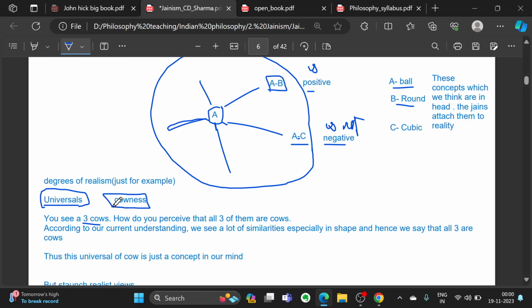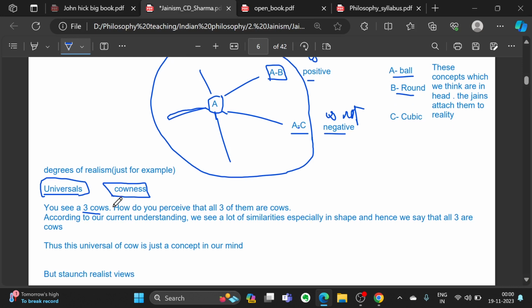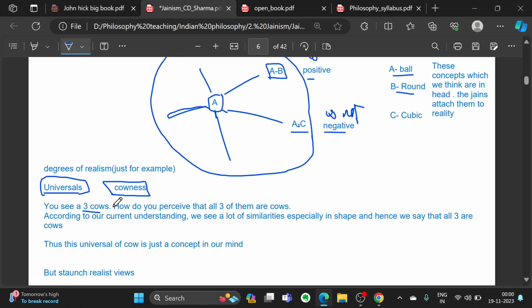So how do we explain this concept of universal? First, we will see a common sense understanding. You will say that when you see three cows, you are processing a lot of data and you are seeing a lot of similarities between the three cows. You might see that they have similar shapes, similar noses, similar horns, and I think it is mostly the shape which helps us recognize whether a certain animal falls under a certain class, and that's why, using all that data, we say that this is a cow. So this is a conceptual view of it, right? There's nothing real, there's no entity, no objective universal which is separating the three cows.